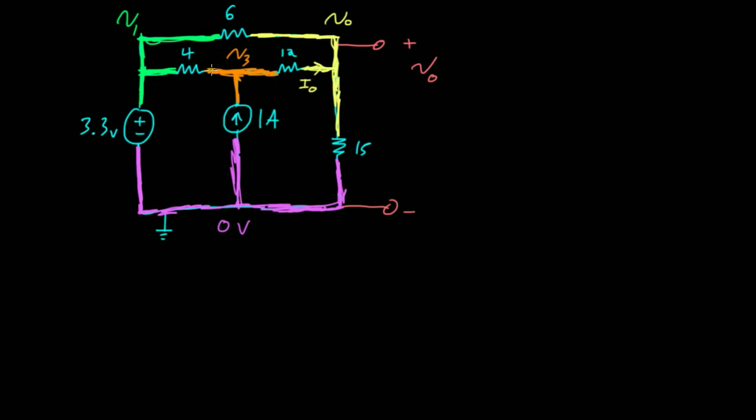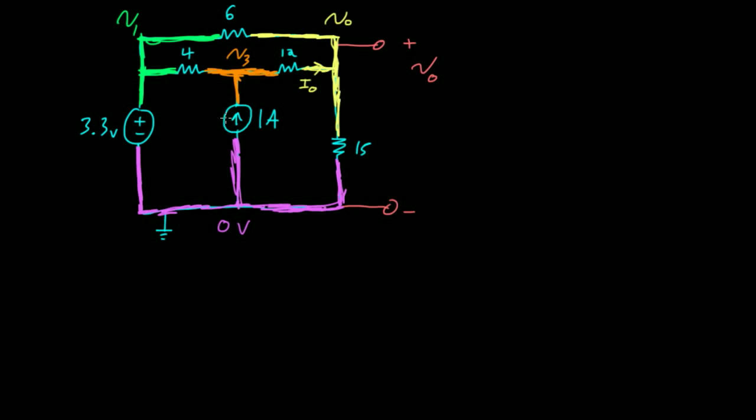And now the next step, after I've colored in all the nodes, is I am going to assume current directions for all of these different elements. And I'm actually going to assume a current direction for my voltage source in addition to all of these different resistors, because the point of what we're doing is still the same. We want to say that the current into a node is equal to the current out. So we're just going to define current directions for all of the different elements that we need to define current directions for.